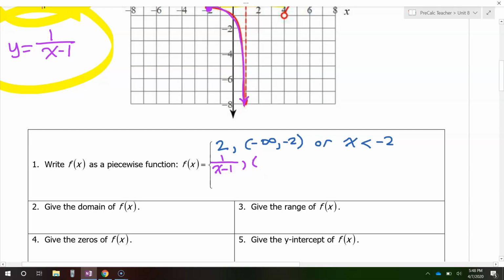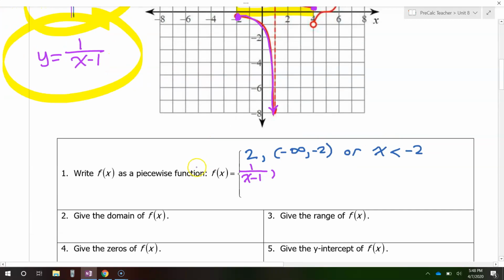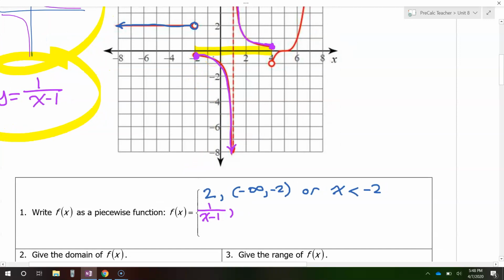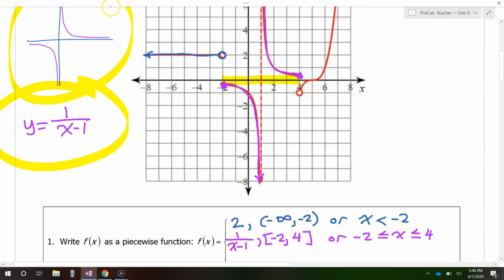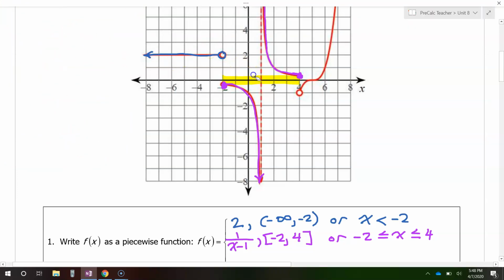I need square brackets because these are closed circles, so the negative 2 and the positive 4 must be included. So from negative 2 to positive 4 with brackets. Or if you prefer inequalities, then you would say negative 2 is less than or equal to x, which is less than or equal to 4. Moving on to the third and final part of this function, let me clean up a little bit.